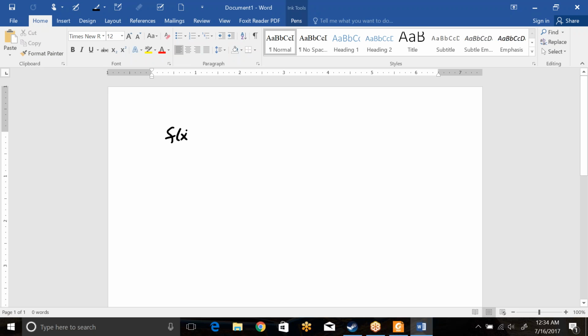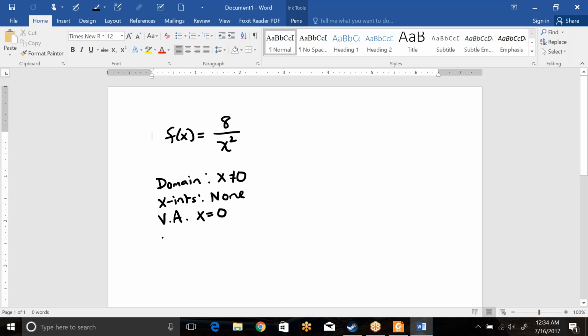So f of x equals 8/x². Domain here, nothing you can factor in the bottom, but we definitely don't want x to equal 0 because that would be undefined. X-intercepts, there are none because there's no x's on top. Vertical asymptote, it's going to be x equals 0. It's whatever that restriction is as long as it's not canceled out. There are no holes because nothing cancels out.